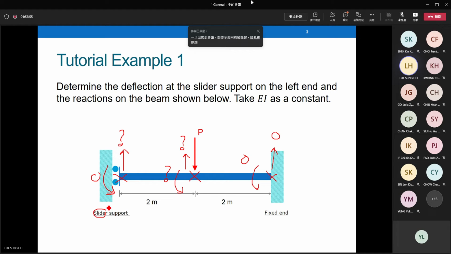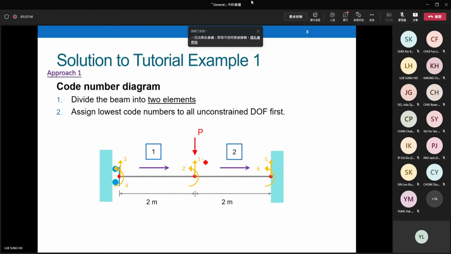That's why when you assign code number following the Hasbook suggestions, you can start to assign code number starting from question marks, maybe 1, 2, 3, and then 4, 5, 6 assign the other positions. This is why we have the following code number diagrams. 1, 2, 3 correspond to the position with unknown displacements, and then 4, 5, 6 represent 0 displacement positions.